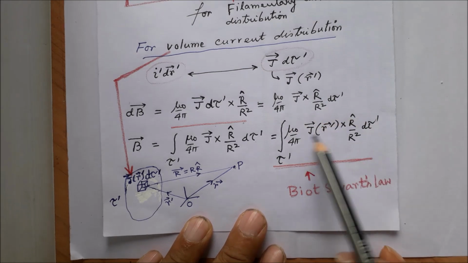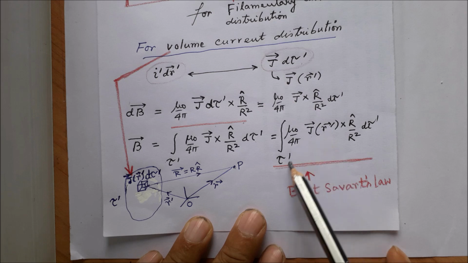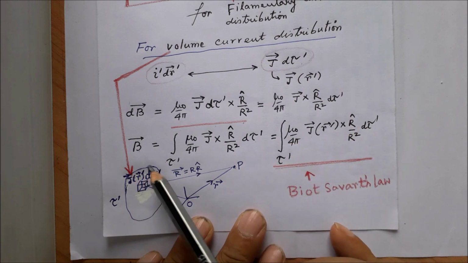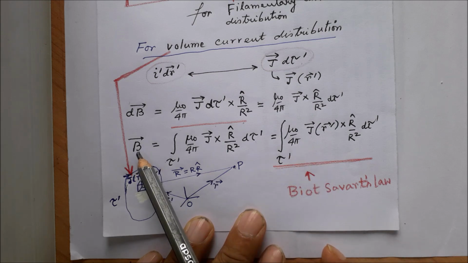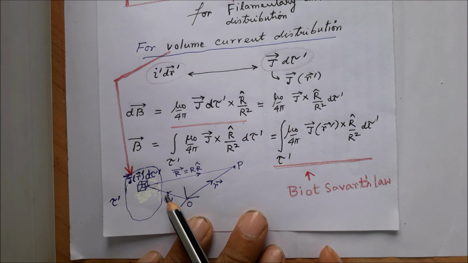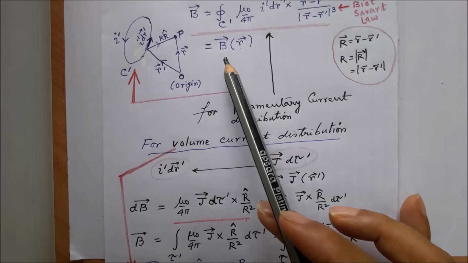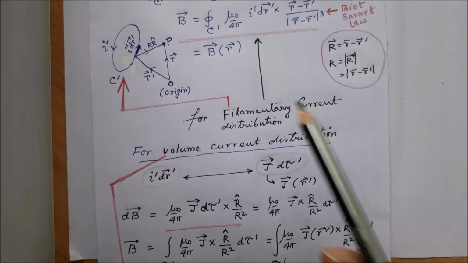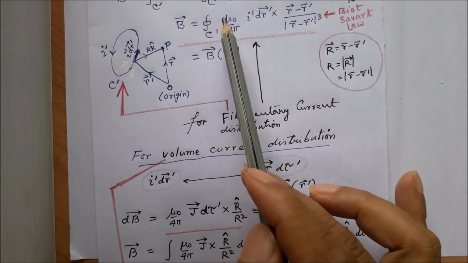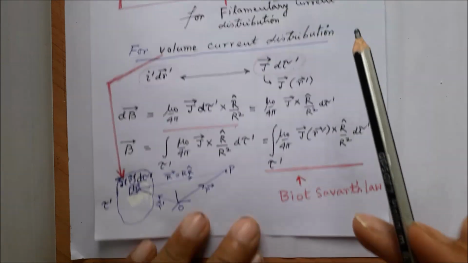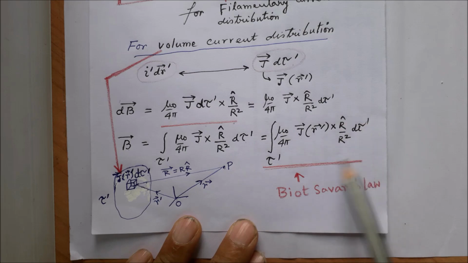The integrand contains vector J, which is a function of r prime, so J is a source function, but after integration over the entire volume, integration over all the points, we end up with vector B, which definitely doesn't contain any vector r prime. So it is only a function of vector r, as we said here. So this is Biot-Savart's law for filamentary distribution, and this corresponds to volume current distribution. So this is Biot-Savart's law for volume current distribution.